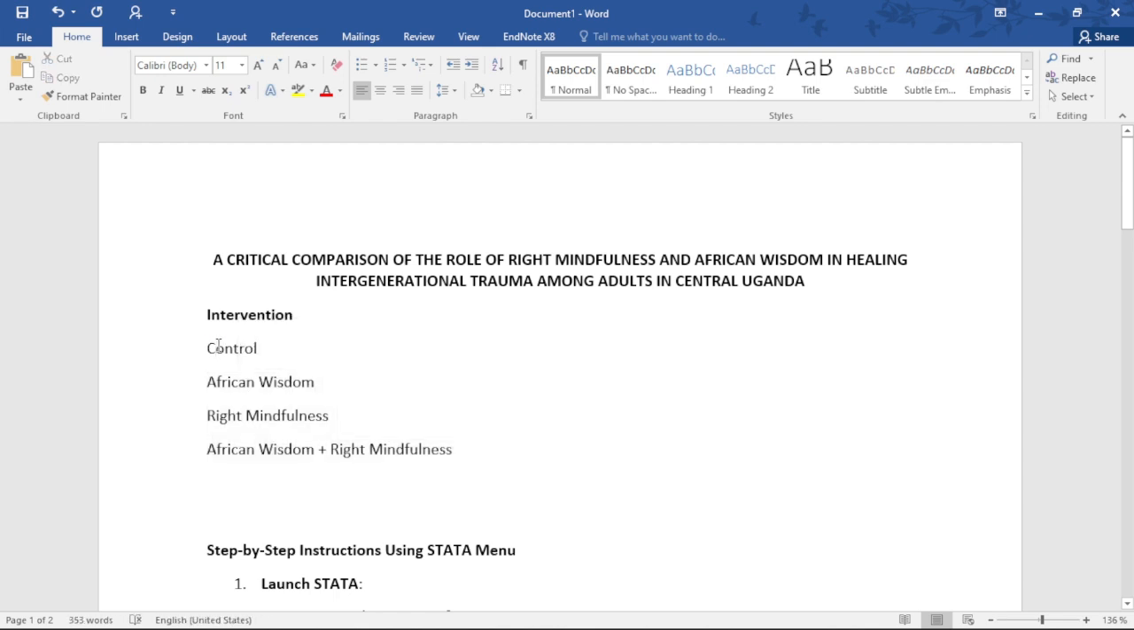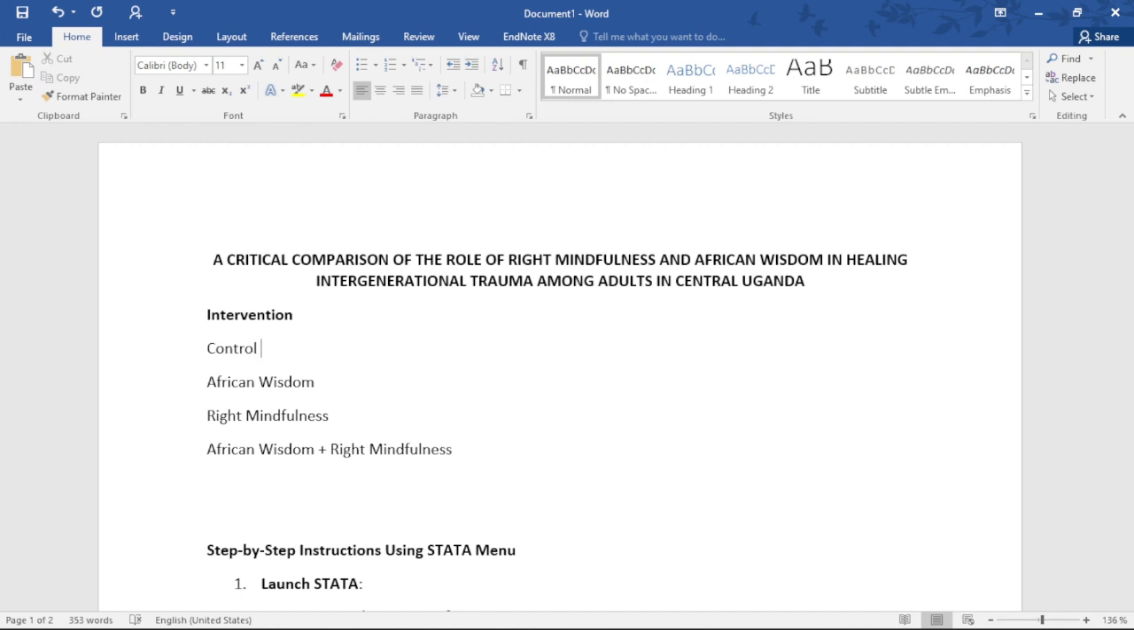Therefore, we want to calculate the sample size. What is the minimum number of people that we need to recruit in these groups for us to be able to have a reliable sample size? What is the minimum number? Now, to calculate the sample size using STATA, there are some assumptions that we need to make. The first and most important assumption is: which kind of information are we collecting? You need to know that.